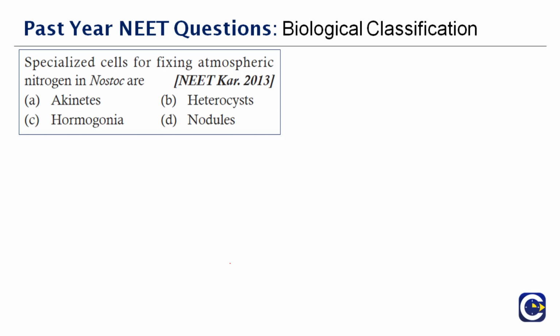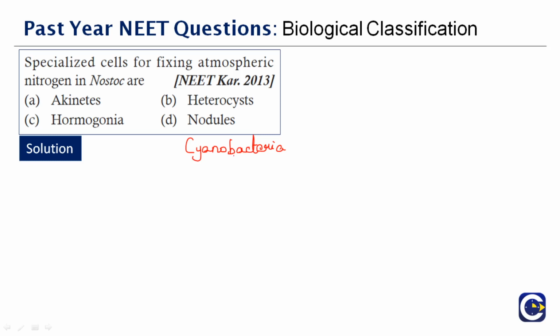Specialized cells for fixing atmospheric nitrogen in Nostoc, and what are they basically? Before we go into the answer, we shall discuss what this Nostoc is. Have you ever heard about Nostoc? Is it a bacteria or algae? Nostoc belongs to the genus of cyanobacteria, and they are found in various environments, forming colonies composed of filaments. Sometimes they form monocolonies, or sometimes they form a gelatinous sheath.